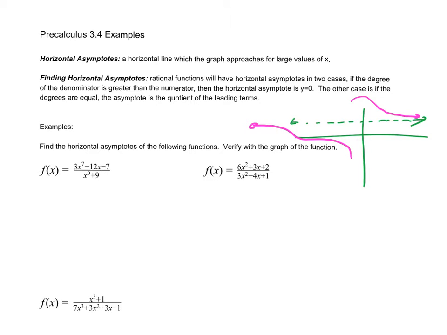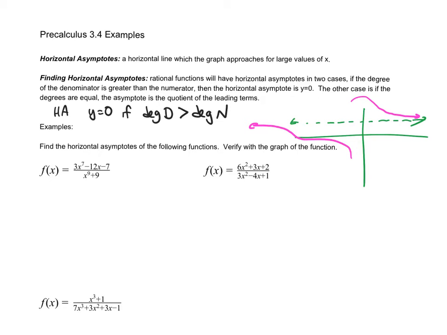Now, it's a pretty easy way to find it. It's all based on the degree. If the degree is bigger on the bottom, then you automatically have a horizontal asymptote of 0. So the horizontal asymptote is always y equals 0 if the degree in the denominator is bigger than the degree in the numerator. If the degrees are equal, that's when we divide the leading terms. And we'll see some examples of what that looks like.